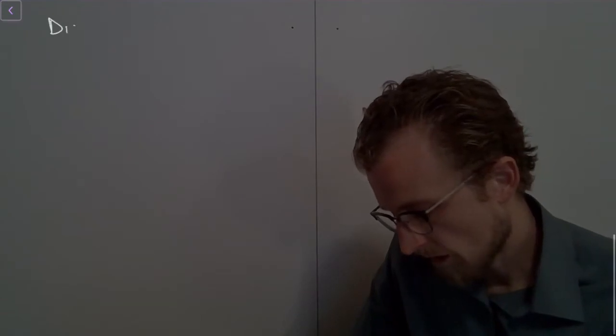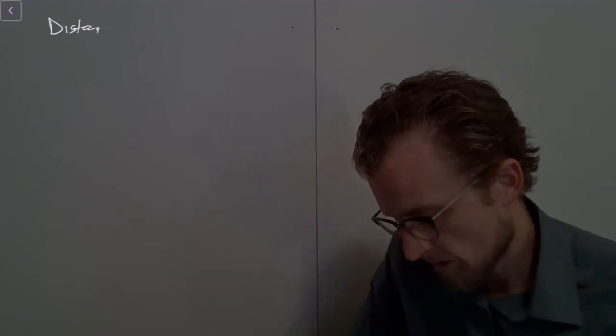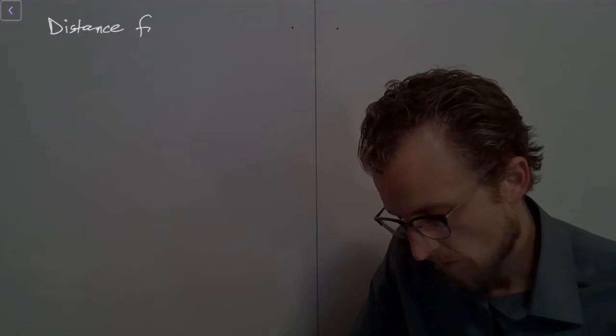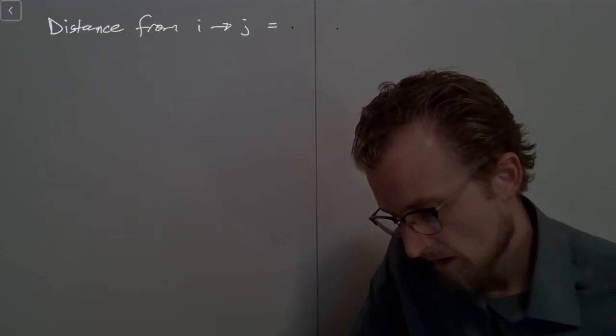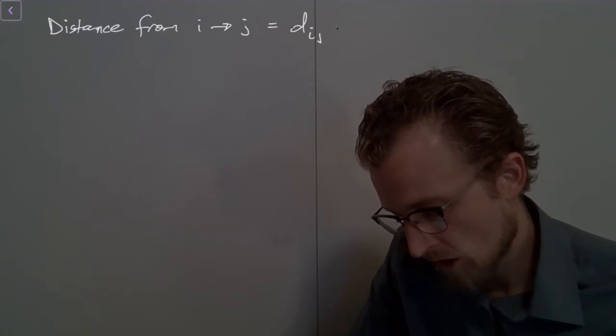So to construct an algorithm out of this idea, I need more notation. I need to be able to express this stuff completely. So first, let's just make sure that we understand how we're writing down all of these distances between the nodes. I'm going to write the distance between node i and j as d sub ij. So the distance from i to j is going to be written as d sub ij.